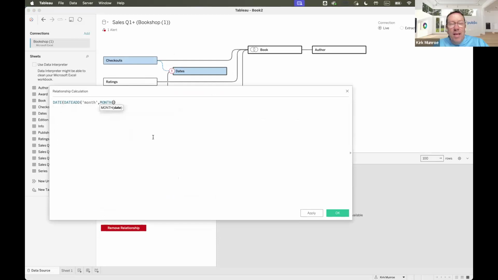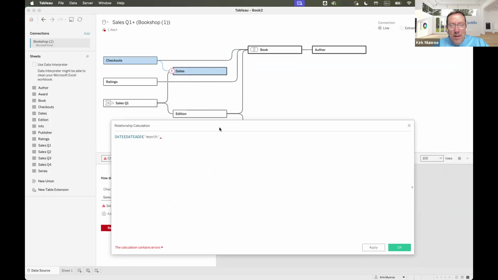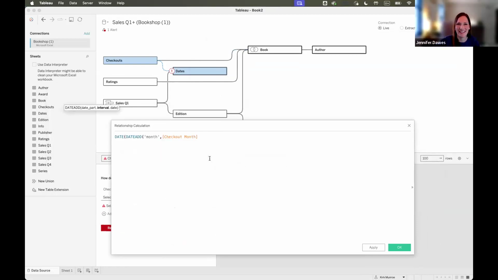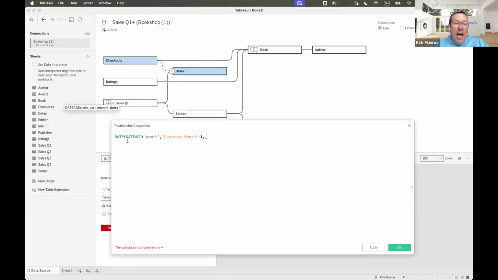And I think it would be date add of, what's it called? We want to add a date add of year, checkout month minus 1, I think, right? Because we're adding 0 to that. I think this should work.